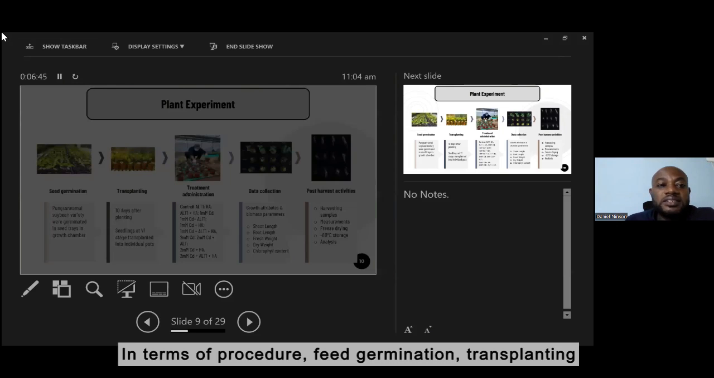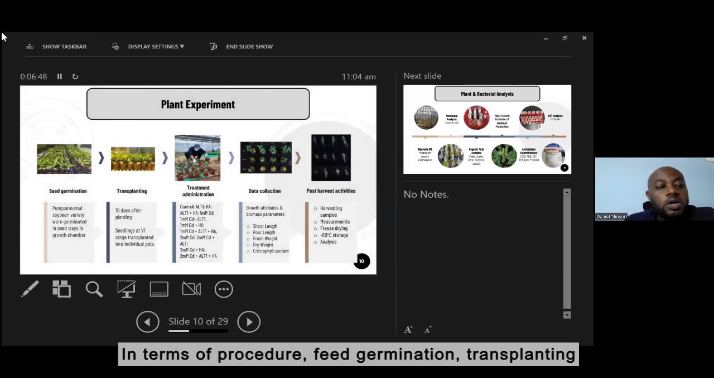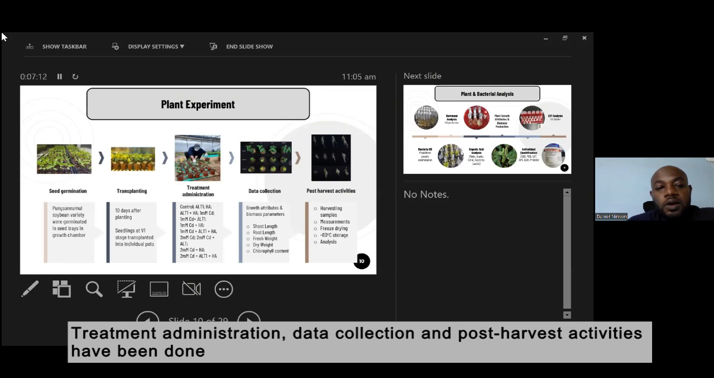So in setting up the experiment, we had to germinate the test plants, which in this case is the soya bean, and do some transplanting. We administered treatments which had different combinations of both the microbe that we discovered that confers resistance to plants, and also a biostimulant, particularly humic acid. We undertook our data collection. We prepared the samples for further analysis as well.